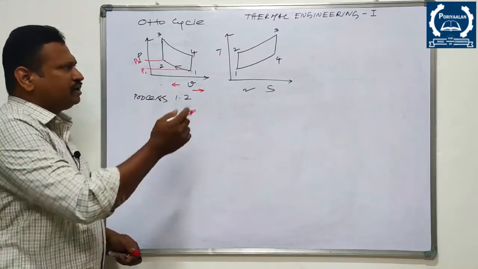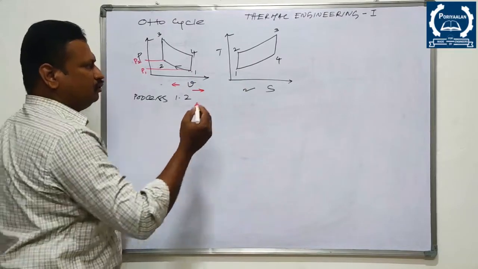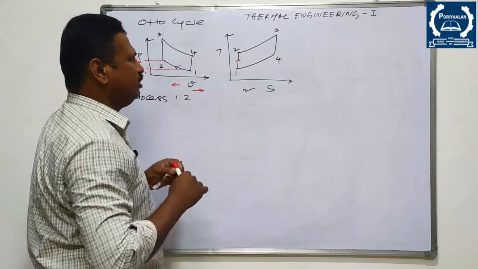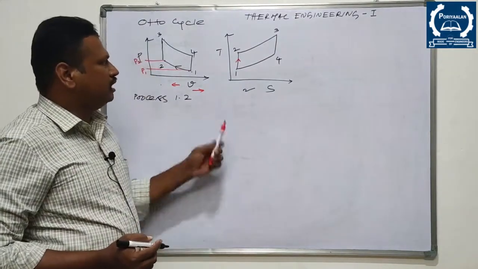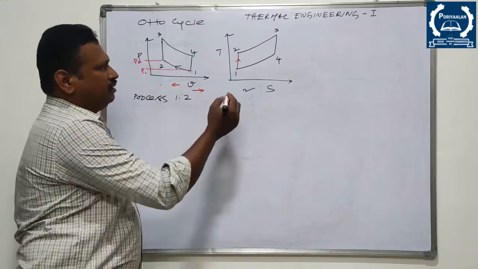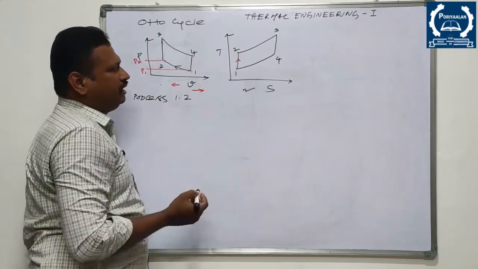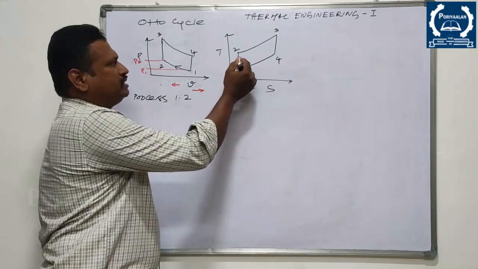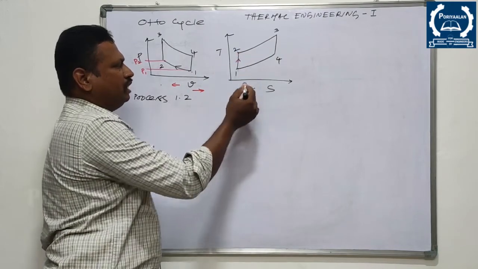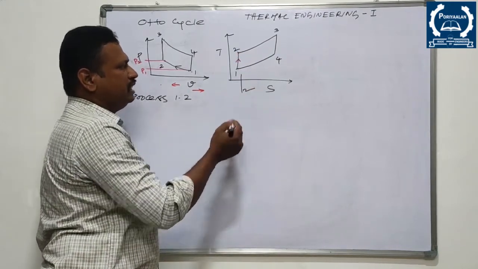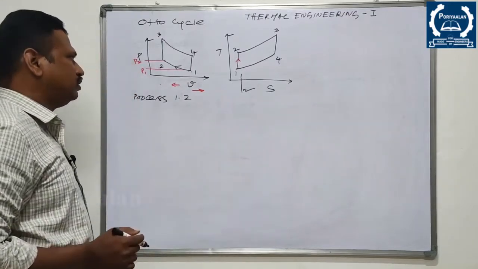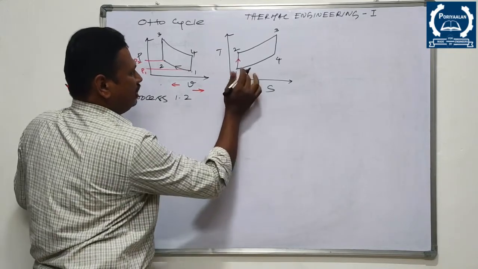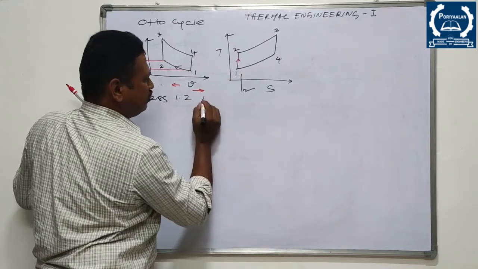Then coming to this 1 to 2, here you can see that there won't be any change in entropy. So coming to this TS diagram, you can see this vertical line, right? 1 to 2. Here temperature increases from T1 to T2. At the same time, there won't be any change in entropy, right? Now the process 1 to 2 is known as isentropic. As per this diagram, the process is isentropic.